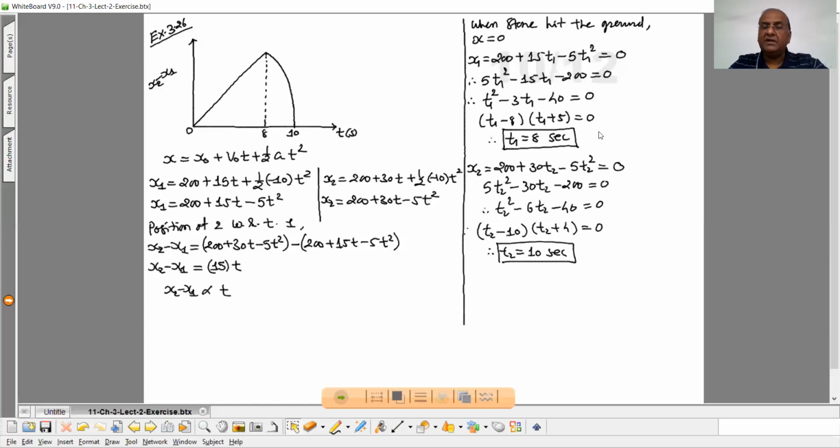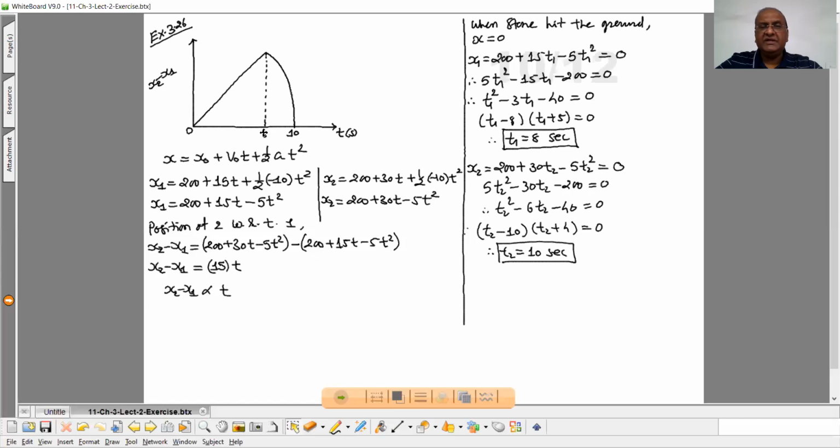But a value of time of minus 5 seconds is not permissible. Therefore, we can write t1 equal to 8 seconds. It means after 8 seconds, the first stone falls on the ground. Now the motion of the second stone, that is an individual one.